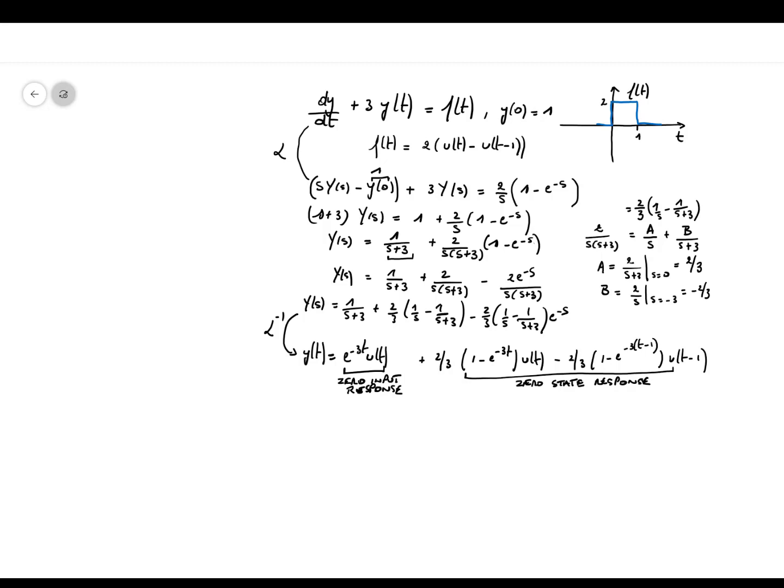Okay, so what we have to check over here is if we meet the initial condition in y of 0. So here we'll have 1, and here we'll have 0, so it is correct. So here we have solved our first exercise.